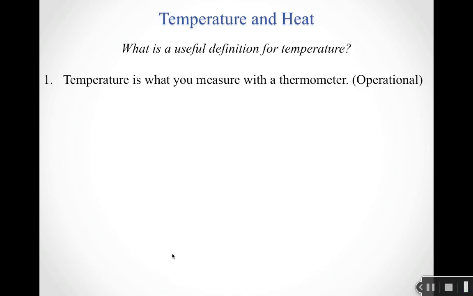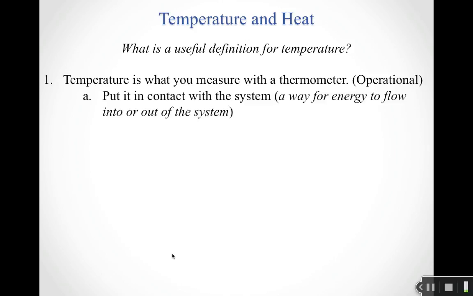So the process that you use to measure something is basically telling you what its operational definition is. Well, if we want to measure temperature, we go grab a thermometer. And again, this seems a little bit silly, but there's actually some really useful information in here, because how is it that you take a temperature with a thermometer?